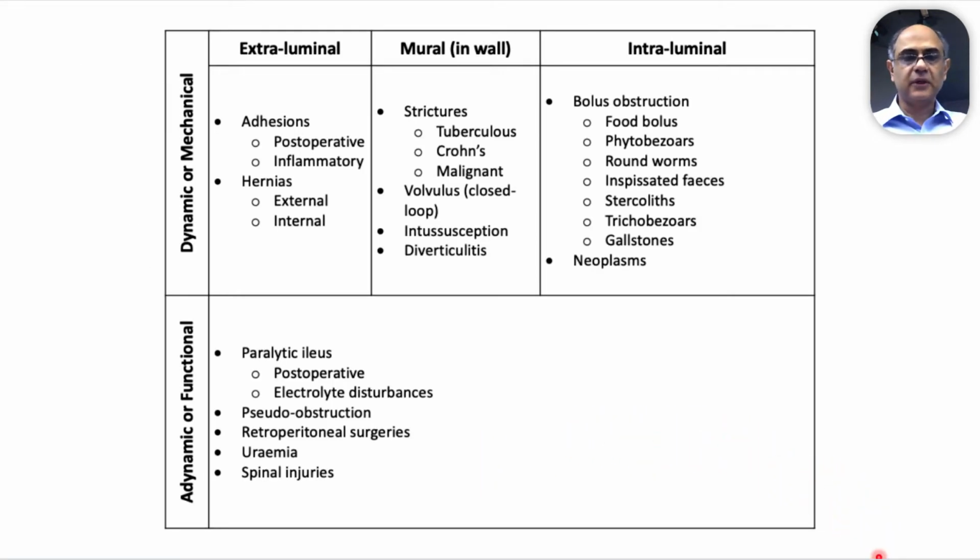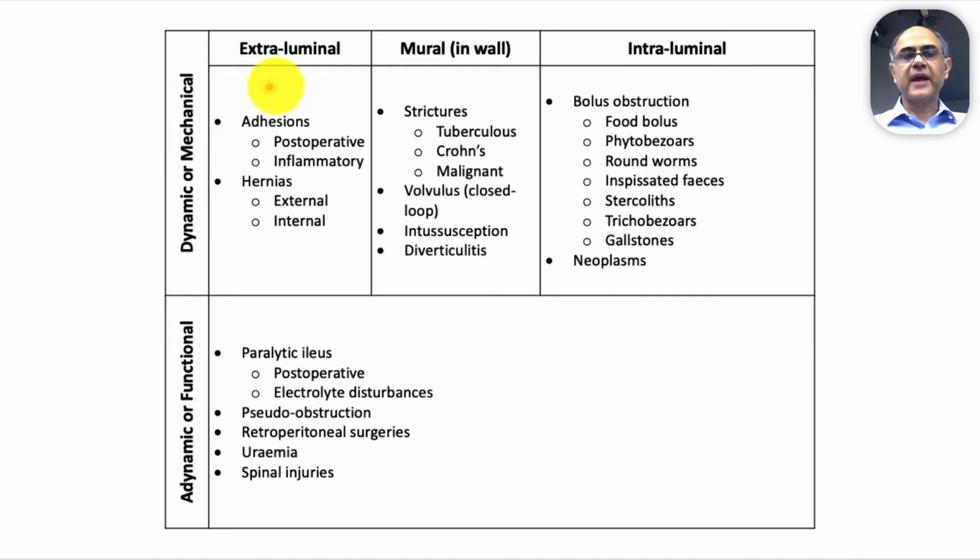So what can cause the obstruction? This is a detailed slide. There are two basic types of obstruction. First is the dynamic or mechanical obstruction. This is the obstruction which has some mechanical cause. There is a physical cause which is causing the obstruction, and these are called dynamic obstruction. The second type is without any mechanical part. These are called functional obstructions, or adynamic obstruction. Most of the patients we see have mechanical obstructions.